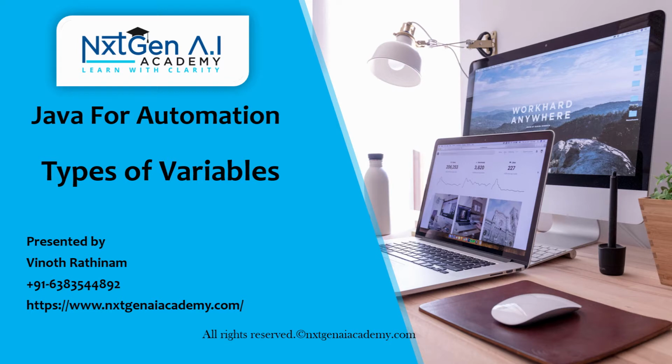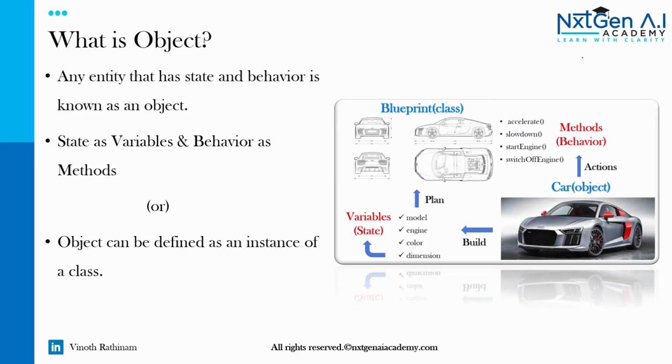In this video, we are going to learn about types of variables. In the previous video, we learned everything in Java is considered as an object. Object means that which has state and behavior. Here, the state is considered as variables and behavior is considered as methods. So let's try to apply the object creation mechanism first to variables and then to methods.